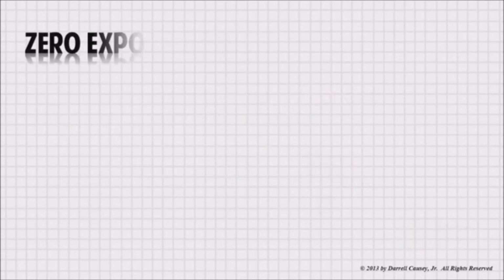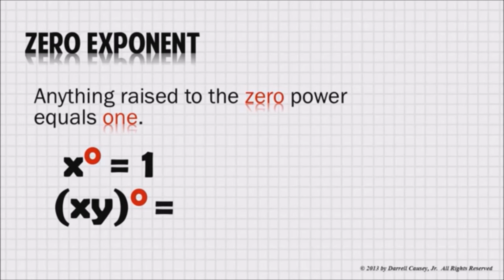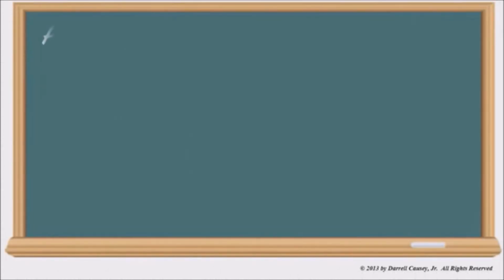Next is the zero exponent. Anything raised to the zero power equals 1. Take note, anything. Okay? Even 1 million raised to the power of 0, the answer is always equal to 1. We have x to the power of 0, that is 1. Quantity xy raised to 0 is also equal to 1. And so, we have this proof here.